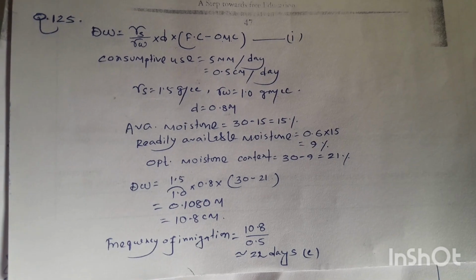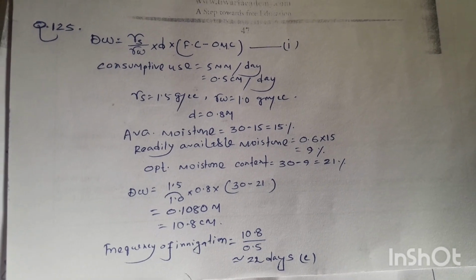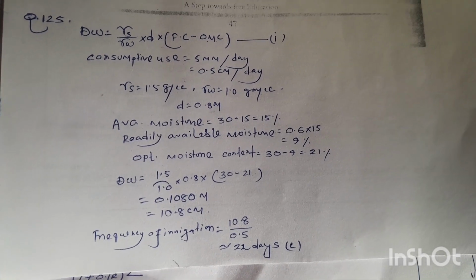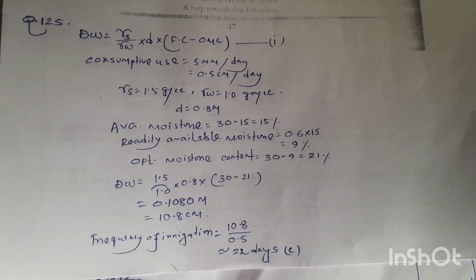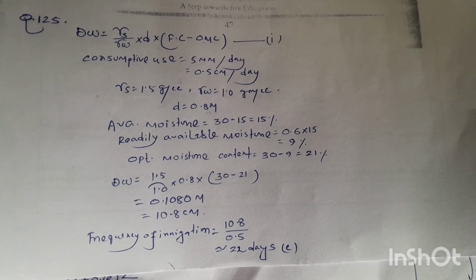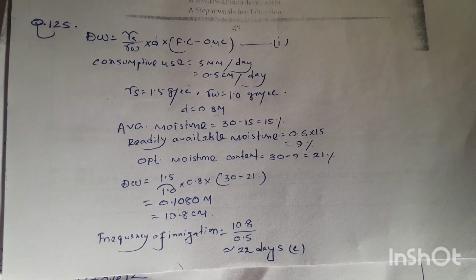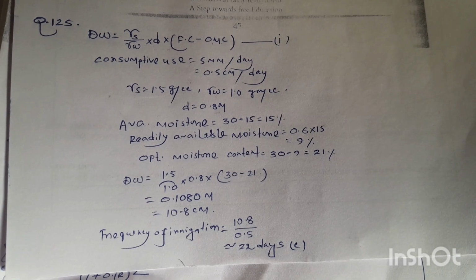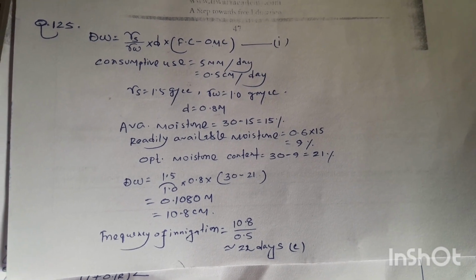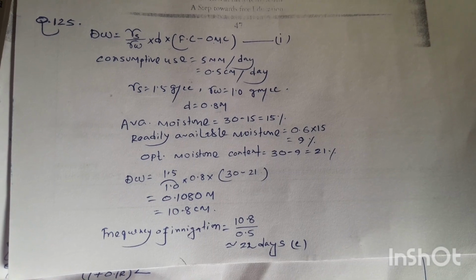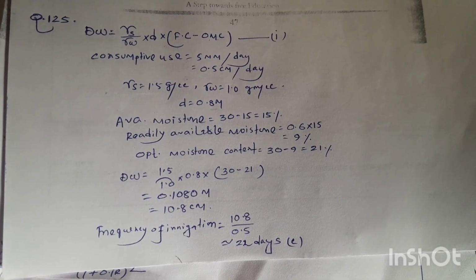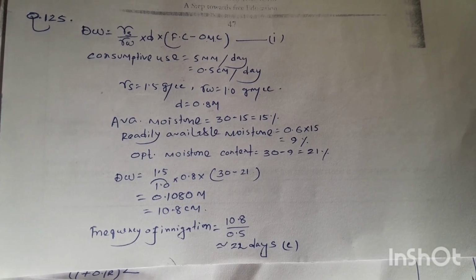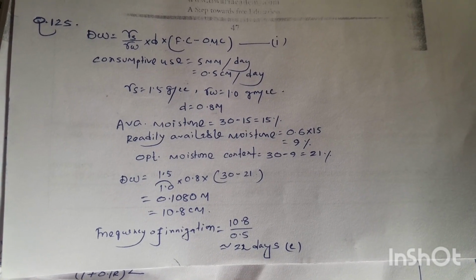Depth of watering, we know the formula. Depth of watering dW equal to gamma S by gamma W into root zone depth D into within bracket field capacity minus OMC, optimum moisture content, where gamma S is the density of soil, gamma W is the density of water, D is the root zone depth, FC is the field capacity, and OMC is the optimum moisture content. And as per question, consumptive use is equal to 5 mm per day or 0.5 centimeter per day.